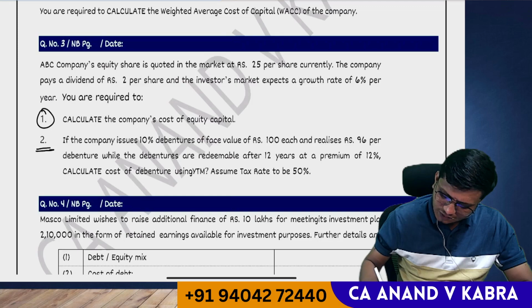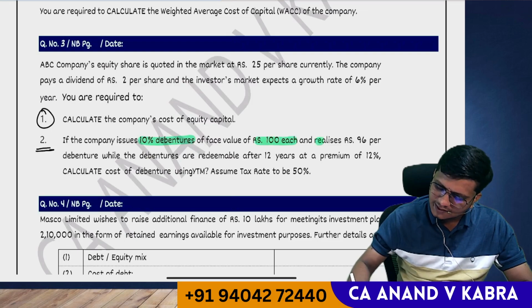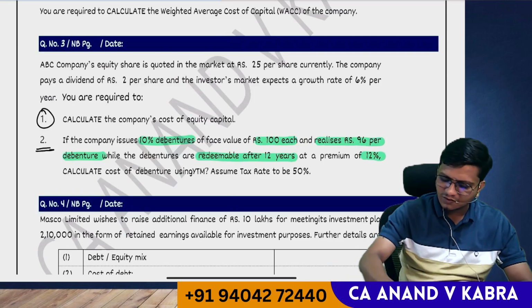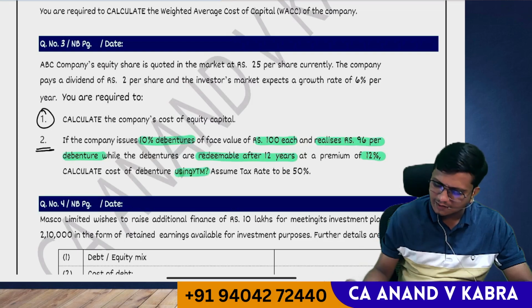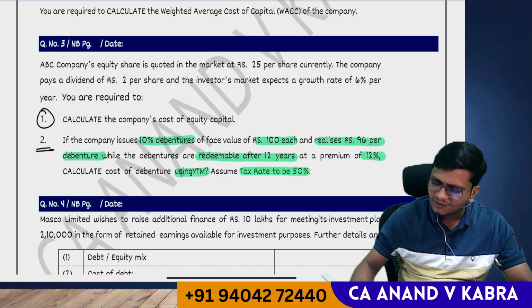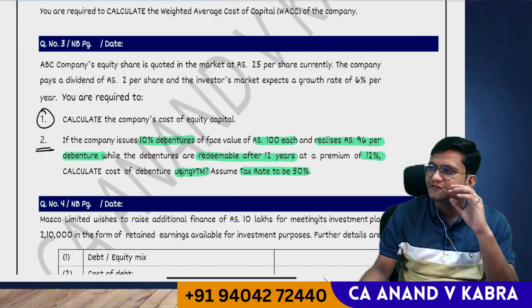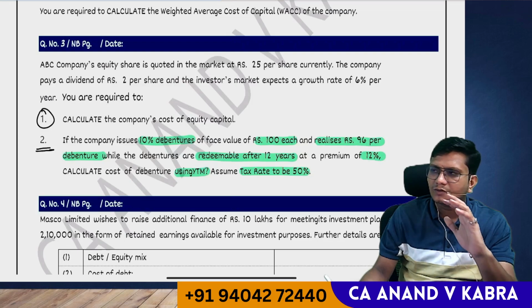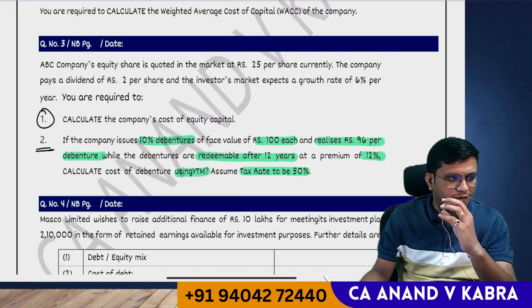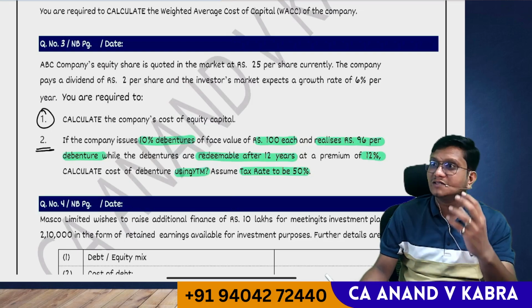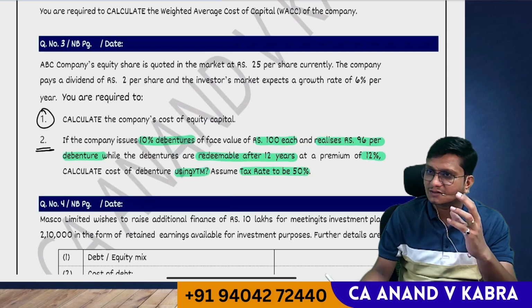If the company issued 10% debentures of face value rupees 100 each and realizes 96 per debenture, while debentures are redeemable after 12 years at a premium of 12%, calculate the cost of debentures using YTM. Assume tax rate 50%. Prima facie, it will be very complicated to bifurcate the question. You will feel like a lot of things are there, how I should bifurcate the things properly.